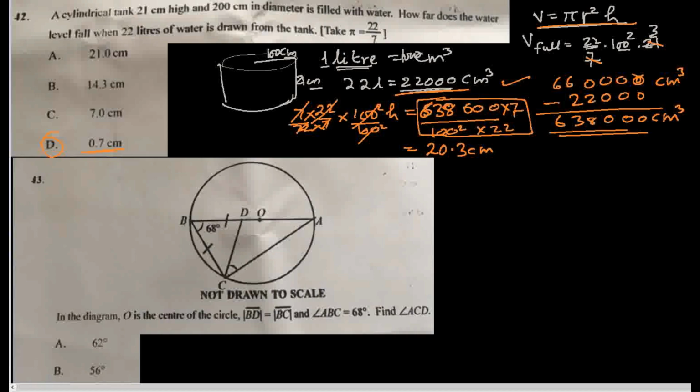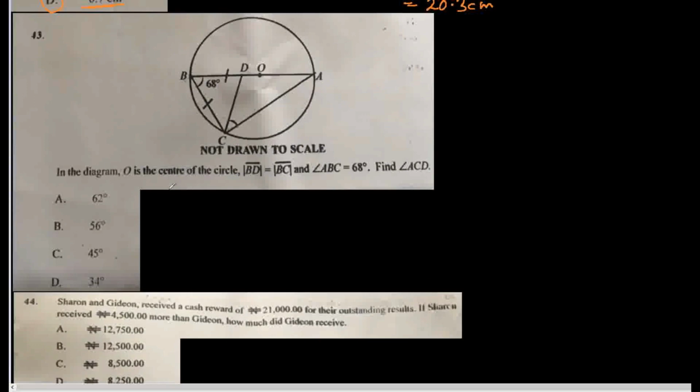All right, question number 43. O is the center of the circle, BD is equal to BC. That means it's an isosceles triangle. Angle ABC is 68 degrees. Find angle ACD. A, C and D, this one.